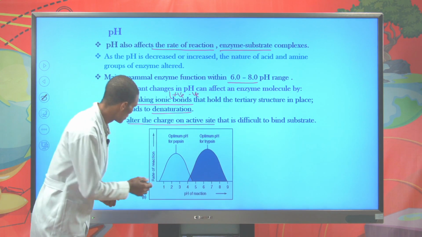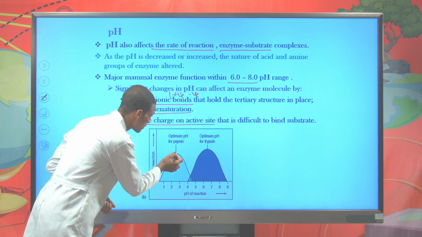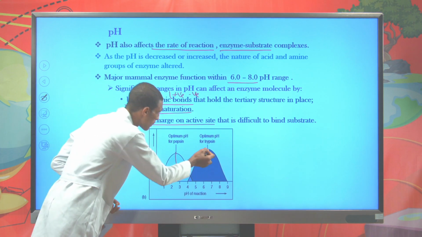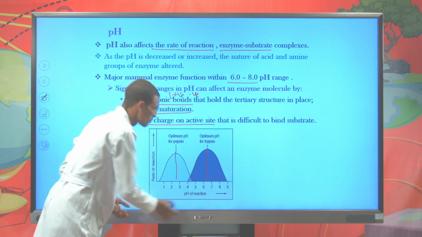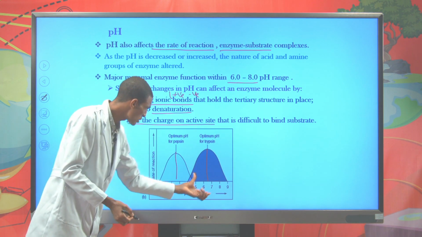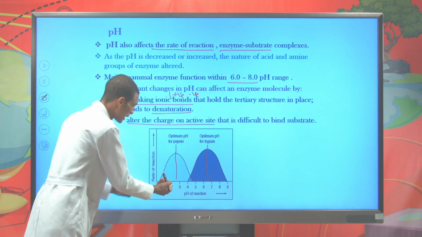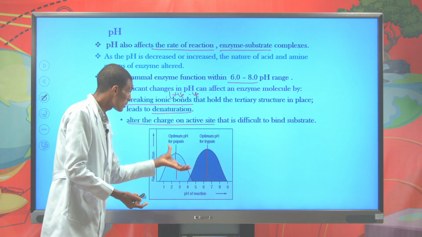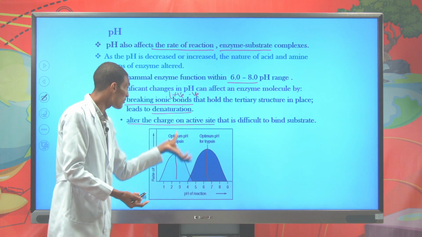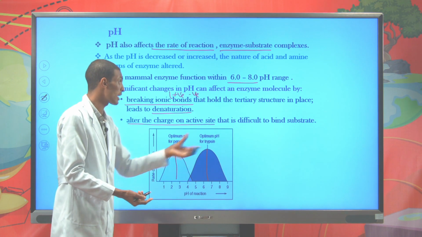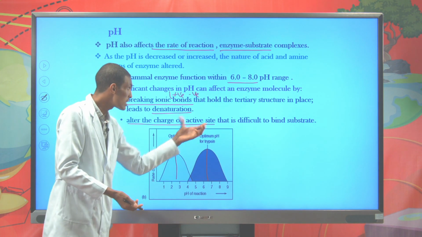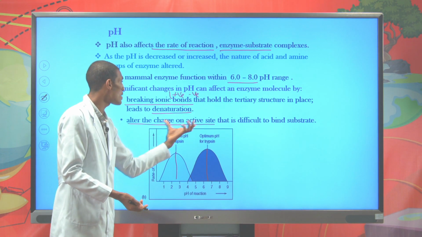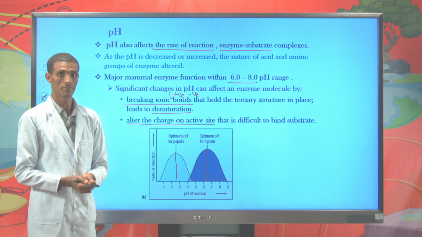For example, the optimum pH at which pepsin works is around 2 to 3, and the optimum pH at which trypsin works is around 6 to 7. So, all enzymes have their optimum pH at which they can work properly, otherwise they may lead to denaturation or charge alteration.